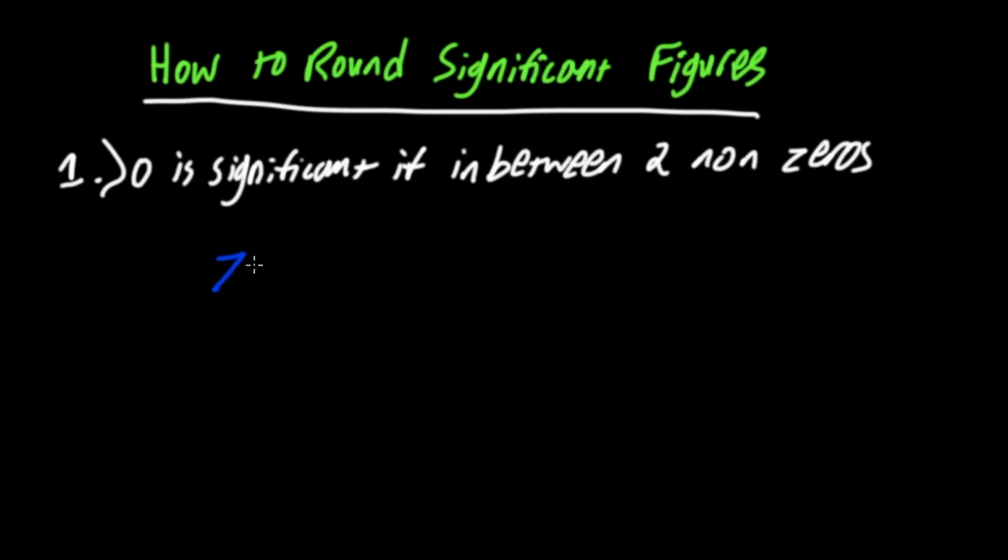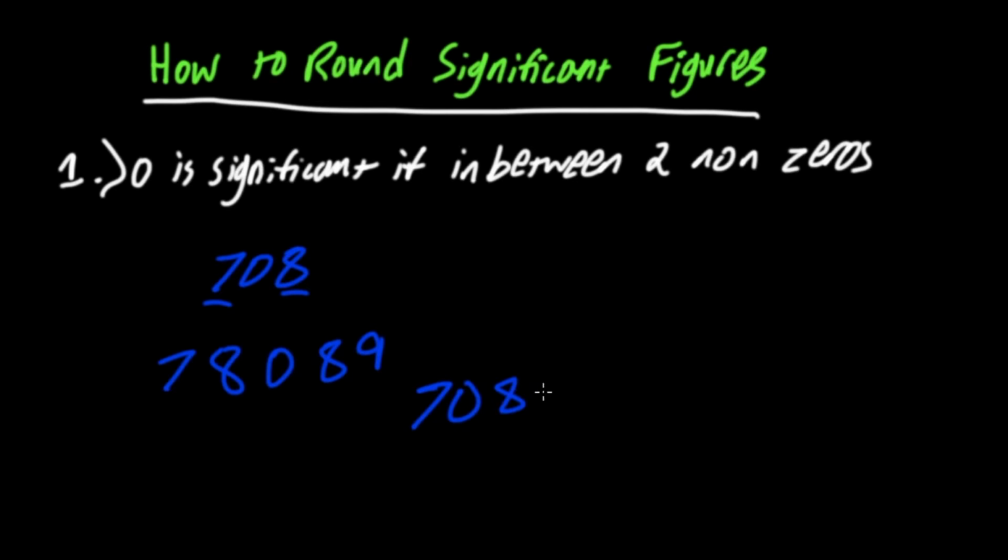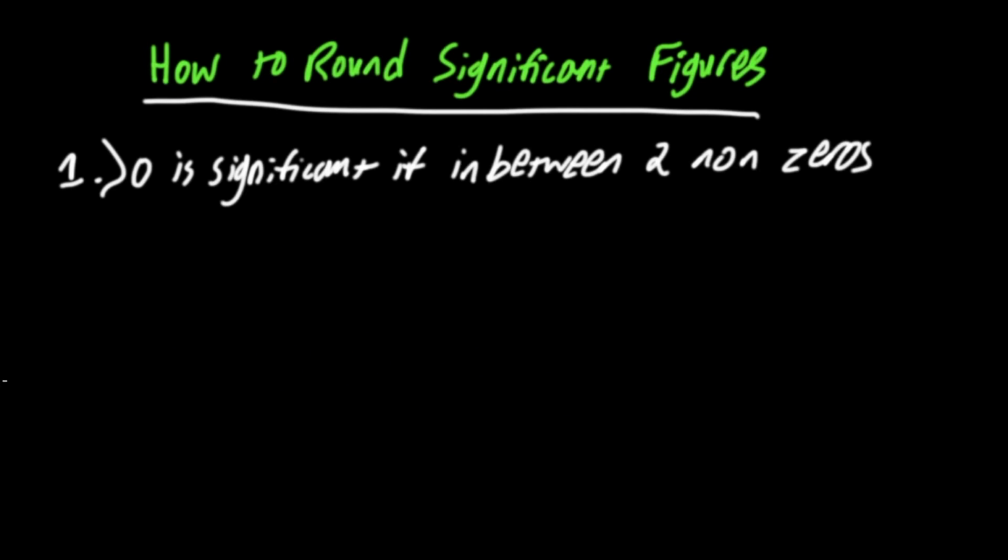And it doesn't have to be right in between, with it directly on the left and right. You can have two numbers on this side and two numbers on this side. Or you can have a 0 here and then numbers along here. As long as there's one non-zero on this side and one non-zero on this side, this 0 is a significant figure. This brings us on to rule number 2.